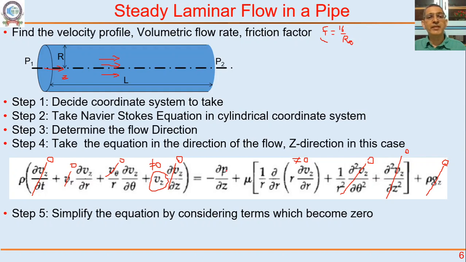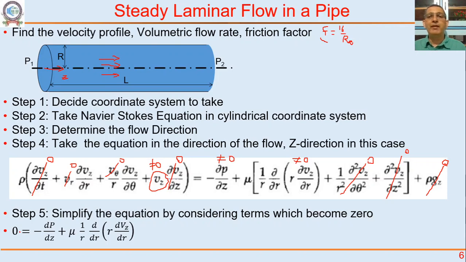Does pressure vary in the z direction? Yes, pressure varies in the z direction. Pressure changes from P1 to P2 from z equal to 0 to z equal to L. If you want, take this as z equal to 0, and this as z equal to L, the other end of the pipe. Okay.